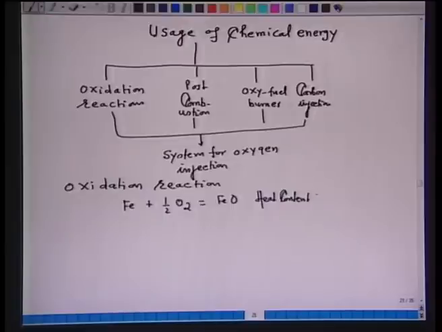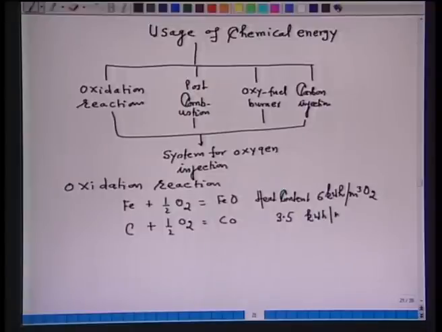and the heat content by oxidation of iron will be 6 kilowatt hour per meter cube of oxygen. That much amount of heat will be available. If I allow carbon oxidation to proceed, that is to CO, then heat content will be 3.5 kilowatt hour per meter cube of oxygen. You may be tempted to carry out iron oxidation because of the heat, but well, it is a loss.